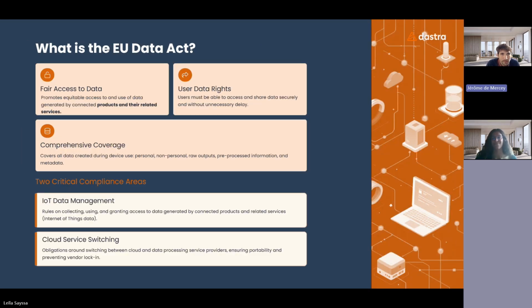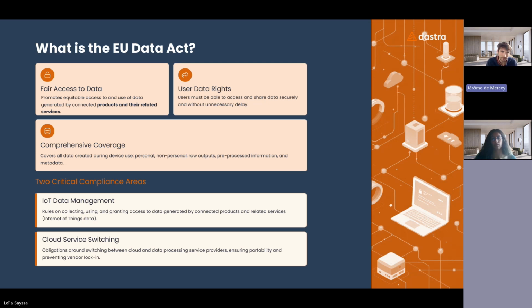So, what is the EU Data Act? First, it's a regulation like GDPR. We are talking about it today because it came into force on September 12 this year, and it imposes new obligations in terms of data sharing, data access, data governance, and contractualization. It is very important to understand the limits and the obligations.